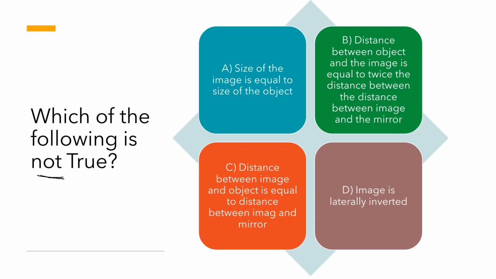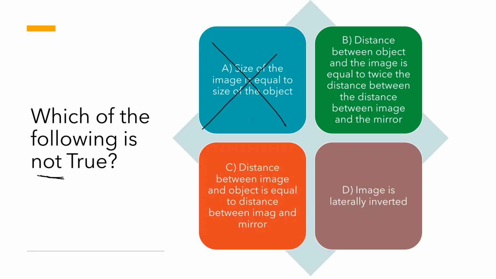So what did they give? Which of the following is not true? It means which of the following is false. Size of the image is equal to size of the object. Is it true or false? Yes, it is true. We discussed this in the properties of the image from a plane mirror. So this is not false. This is the wrong option.